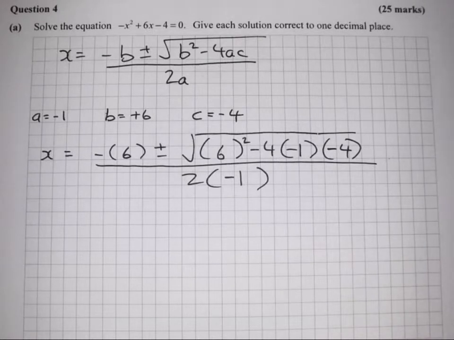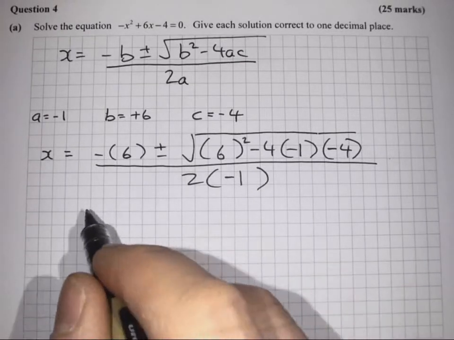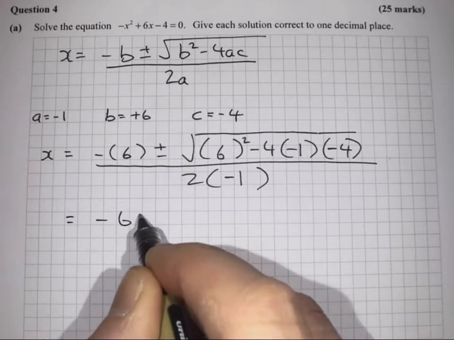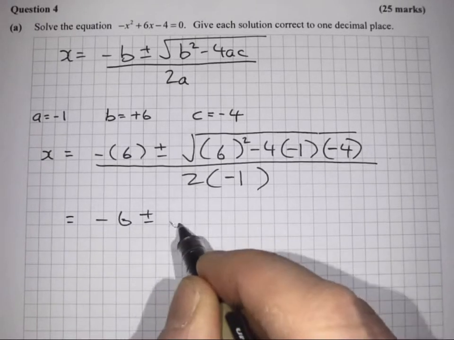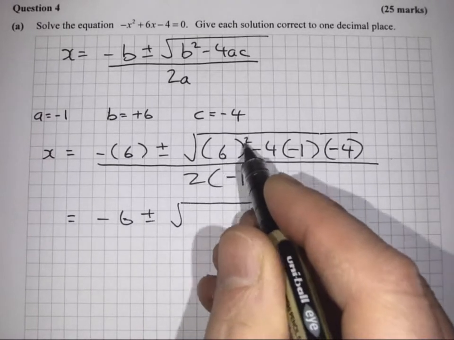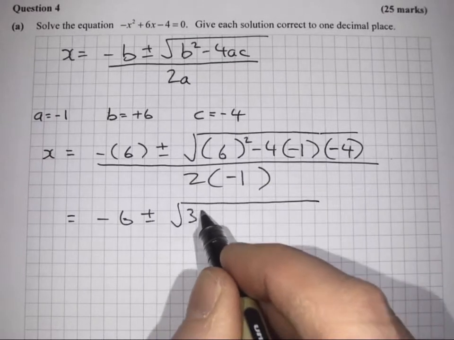And then it's simply a matter of, well, we can tidy up, I suppose, or you can go for the calculator straight away. Let's tidy up a little bit. So we have minus 6 plus or minus the square root of 6 squared. 6 times 6 is 36.